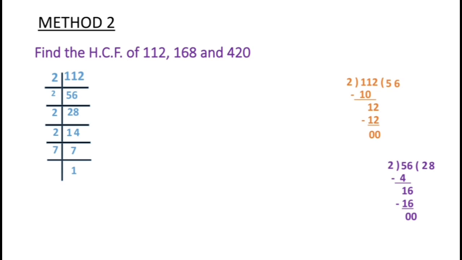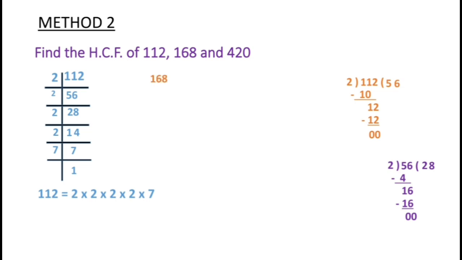If we observe these numbers, I can write this 112 as product of 2 into 2 into 2 into 2 into 7. What type of numbers are these? 2 and 7 and all. These are prime numbers. Expressing a composite number using the prime numbers as the product of prime numbers is called prime factorization. So this method is prime factorization.